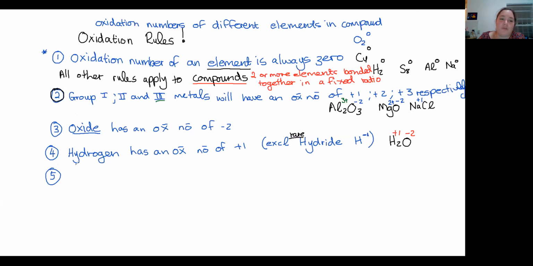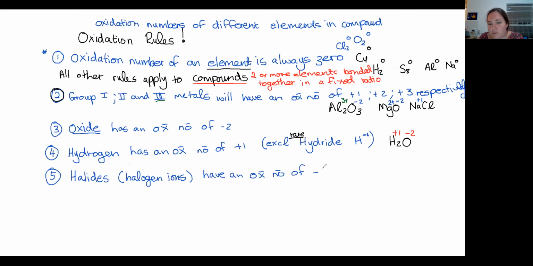Okay, and then rule number 5 says that all halides, which are our halogen ions, and I'm specifically saying halogen ions because they're part of compounds, so they get the charge. If I was just dealing with halogens, like chlorine gas, then it would be a 0. But as soon as I'm dealing with these, I'm talking about examples like fluorine, chlorine, bromine, and iodine. So our halide ions have an oxidation number of -1. So for example, going back to sodium chloride here, that would be -1.